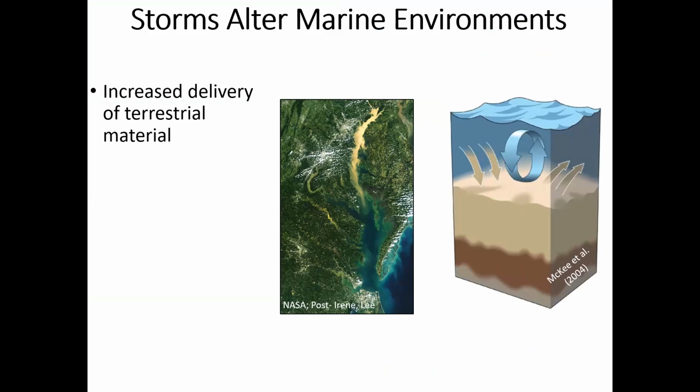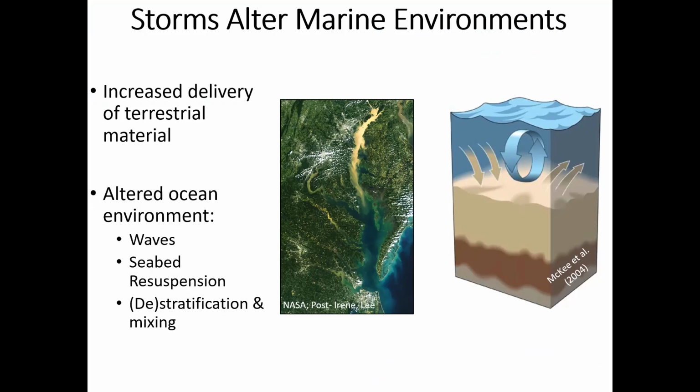However, this material that's entering these coastal systems during a storm event is also entering an altered ocean environment. So you have large winds driving changes in currents and waves, driving things like storm surge, driving seabed resuspension, the entrainment of particles from the seabed into the water column. You're also getting changes in stratification and mixing, as winds mix the water column, and then you have river plumes coming out, enhancing stratification. And so all of these processes complicate both the transport and transformations of carbon along this part of the land-ocean continuum.